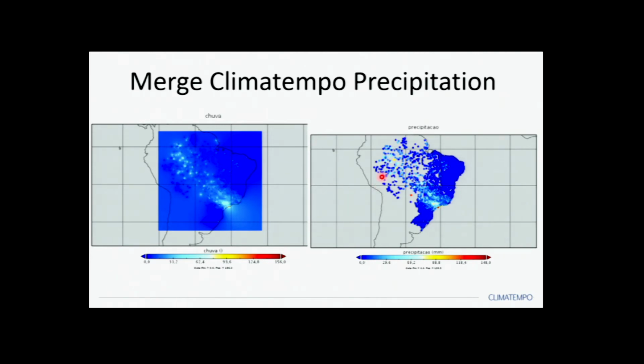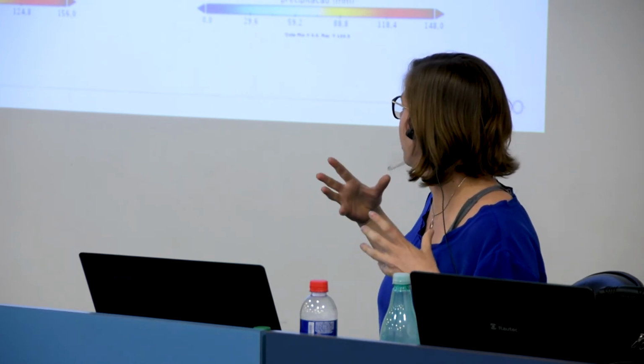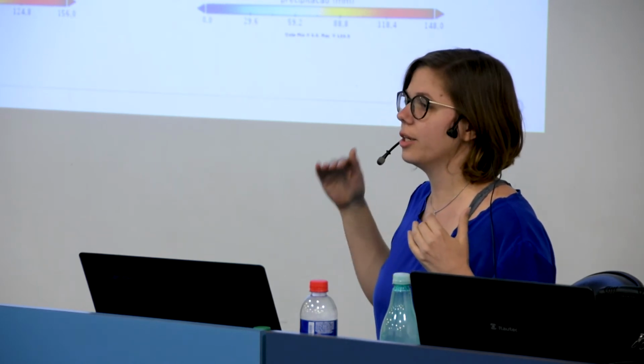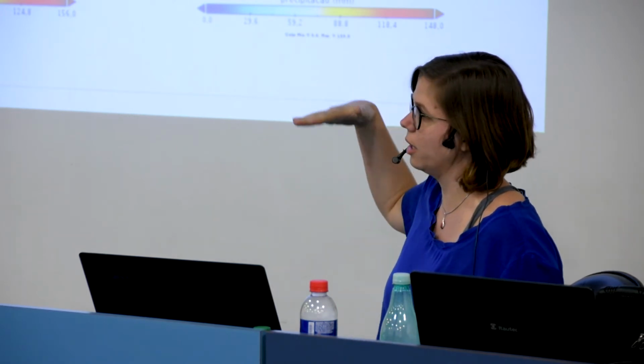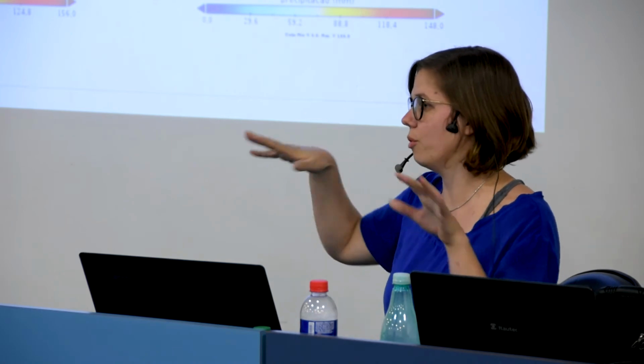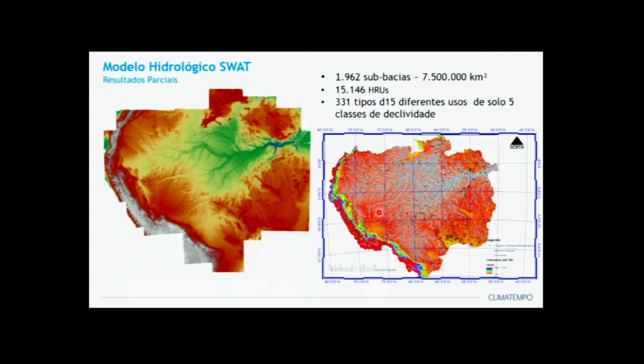And this is only the stations with interpolation first, and then this is the ground truth. It has a higher confidence. So you use this as higher confidence, and then you extrapolate using, for example, satellite data. Okay. So with this, we intended to get the rainfall a little bit better to run SWAT, for example. Okay.